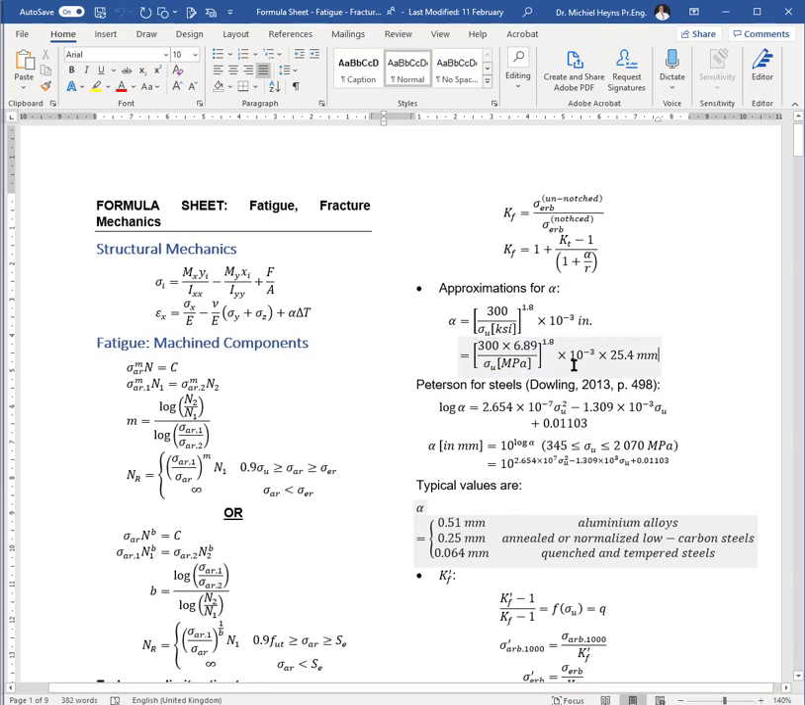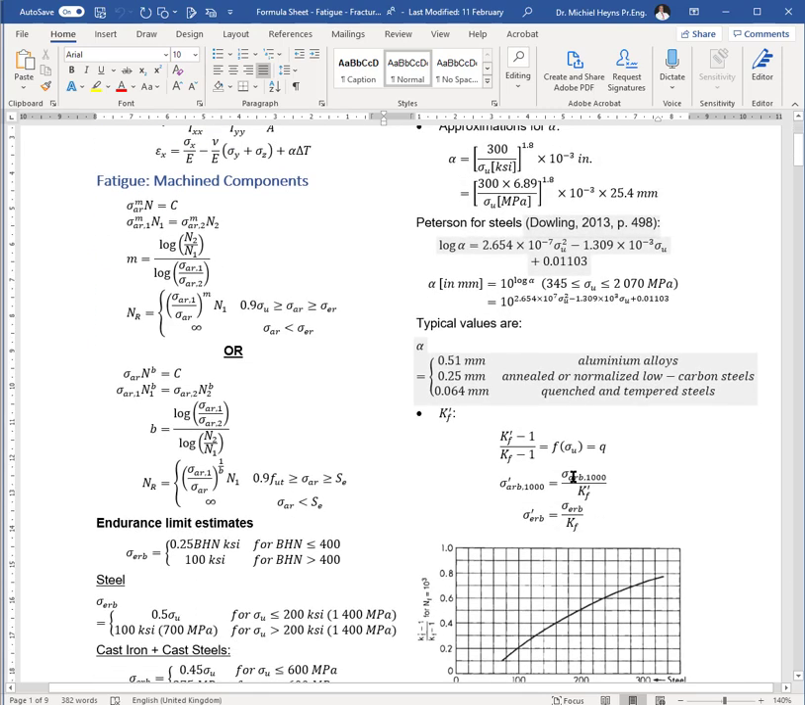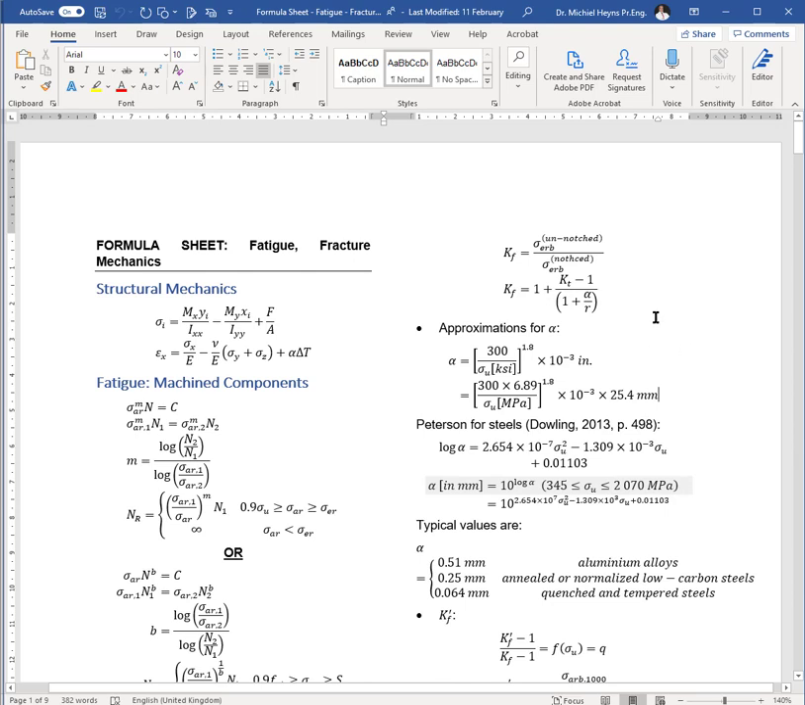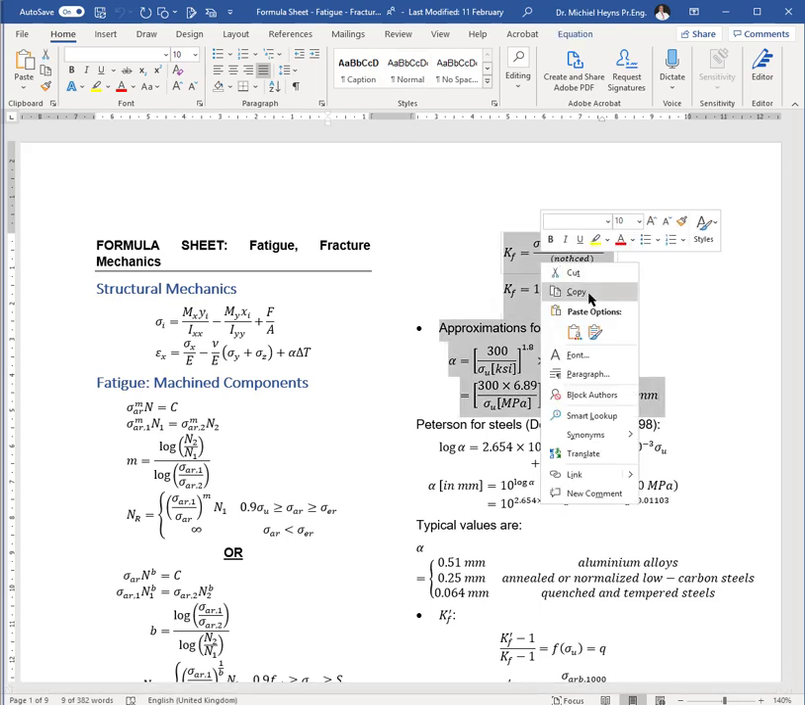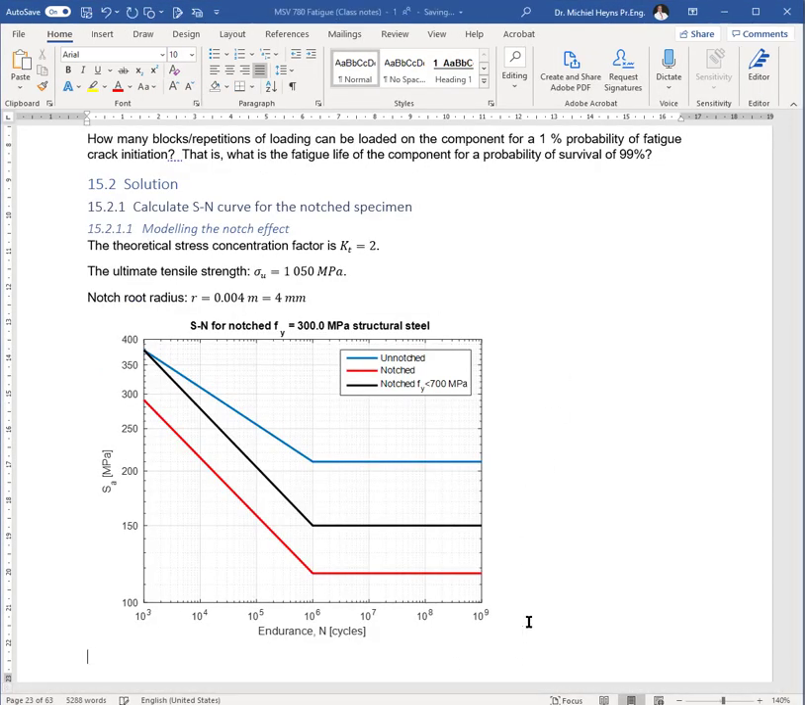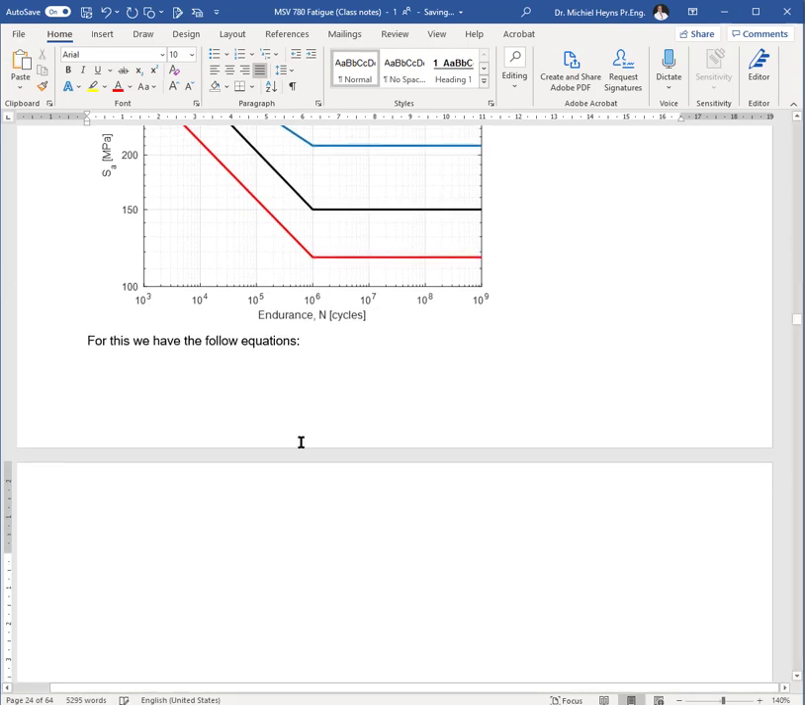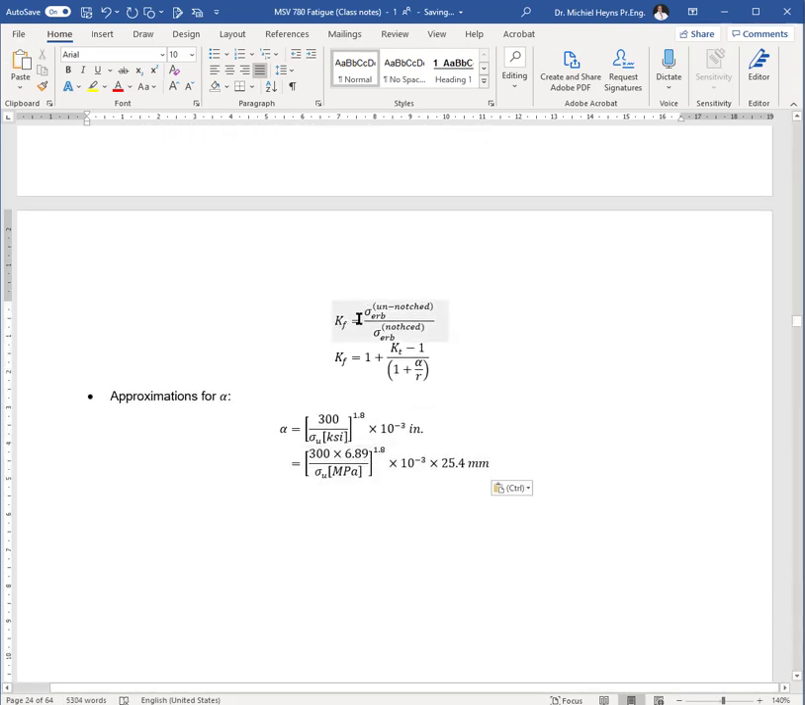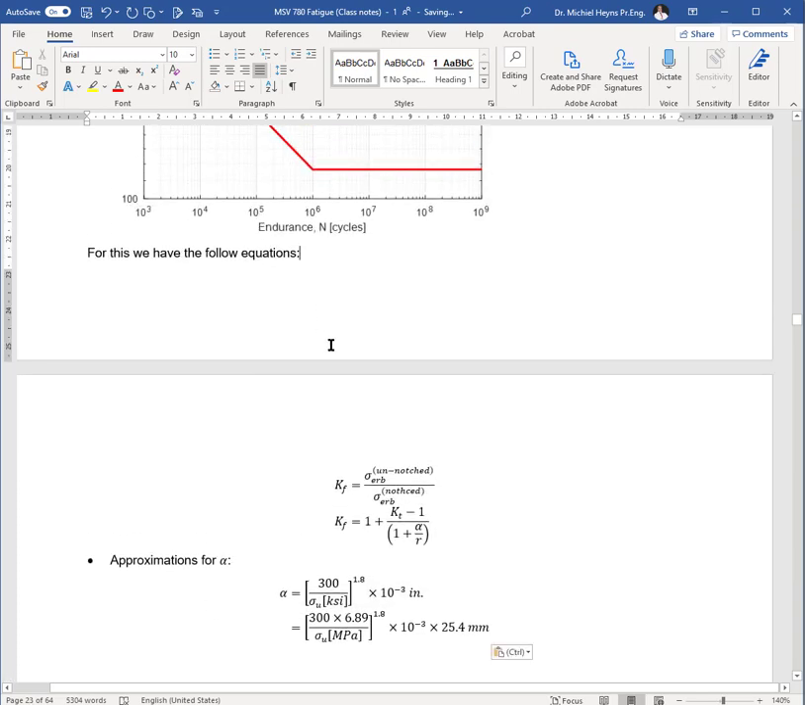And then, of course, there are also other approximations for alpha according to different rules. I'm just going to use this one. Eventually, when you apply, you can use different ones. So let's copy these equations to our notes, to our problem, so that we can apply it there. So this is what I'm going to use. So for this, we have the following equations. Control V. So this is what we have. Notch fatigue factor at 1,000, at 1 million cycles.